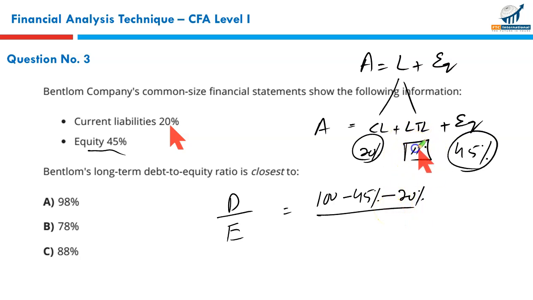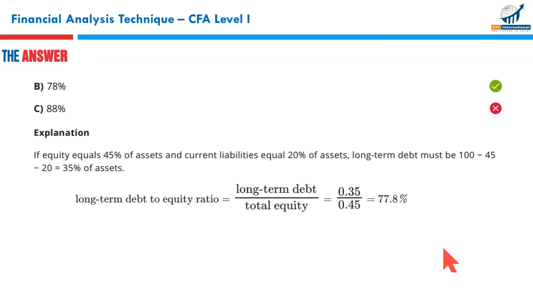Now long-term debt, what percentage of equity is this part? Equity, as you can see, is 45%. So you can simply simplify this fraction. Total liabilities and equity is 100. Out of this 100, if we deduct equity and current liabilities, it gives you the long-term debt. Long-term debt as a percentage of equity is called the debt to equity ratio. So if you simplify all these, it should be equal to 77.77%, which is approximately 78%. So that makes B the correct option, and B it is.